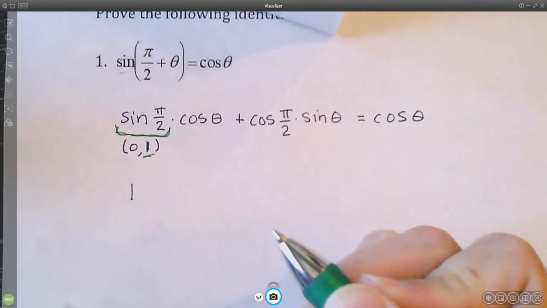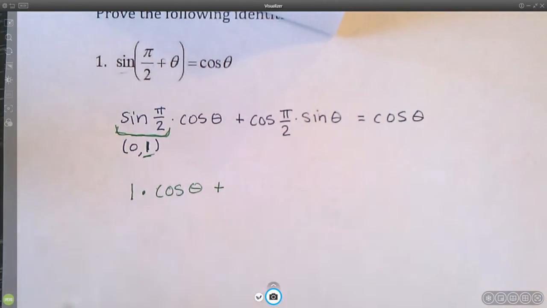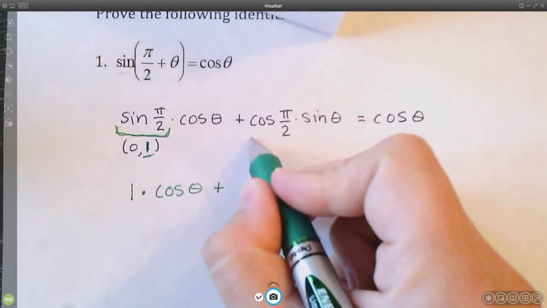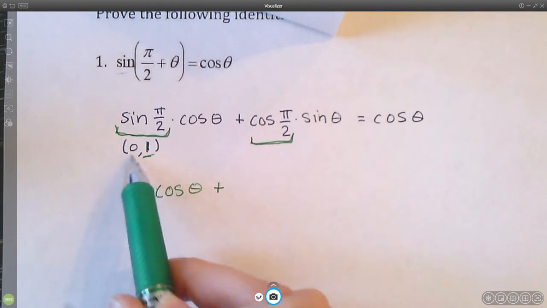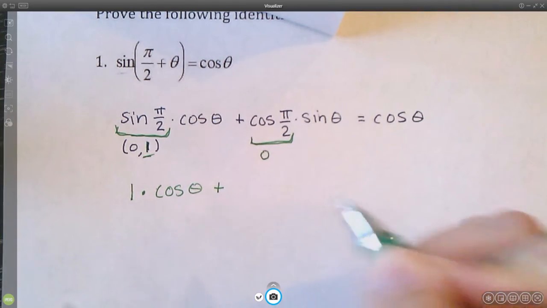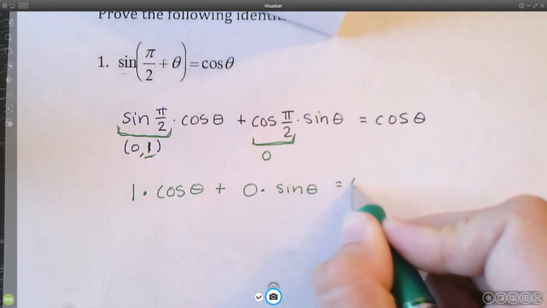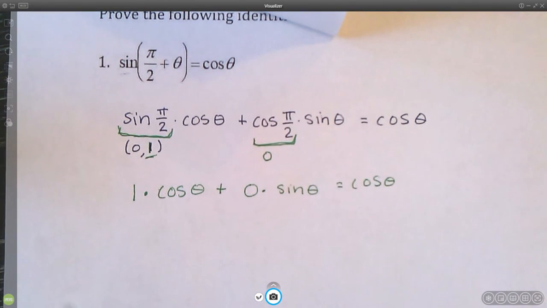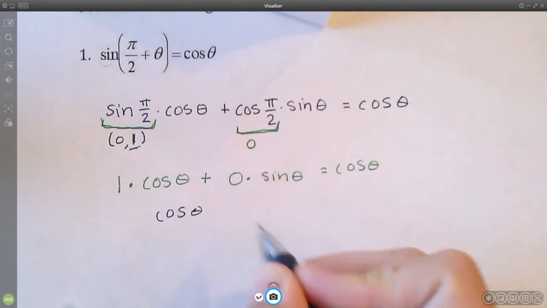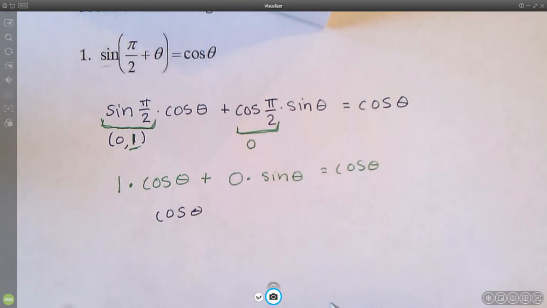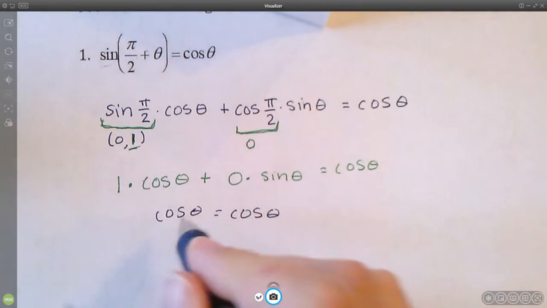So we have 1 times the cosine of theta plus, okay, so now we have cosine of pi over 2, which is your x value. So this is 0. So we have plus 0 times sine of theta equals cosine of theta. So if we simplify, 1 times cosine is cosine theta, plus, well, 0 times sine is just 0, so equals cosine theta, and you are done.